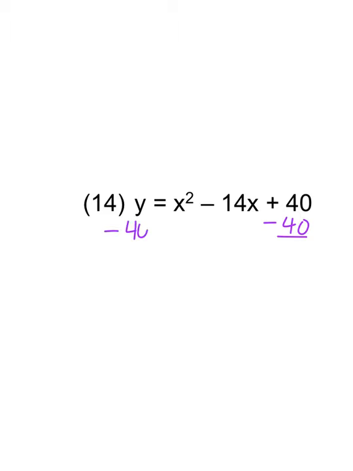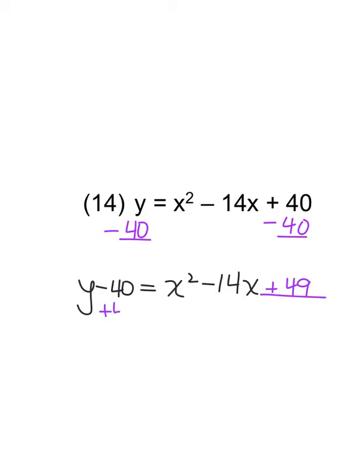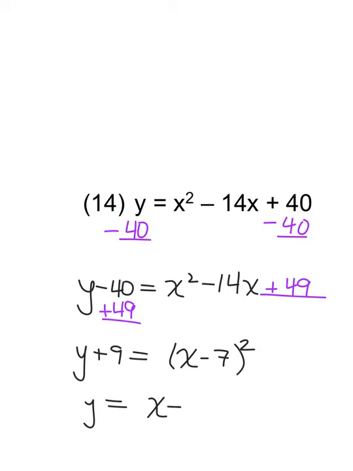So I'm going to knock off that 40, y minus 40, x squared minus 14x. Complete the square. Take the b value, cut it in half, negative 7. Square it, 49. Divide by the a value, still negative 49. So y plus 9 is going to be equal to x minus 7 quantity squared, which gives us y equals x minus 7 quantity squared minus the 9.